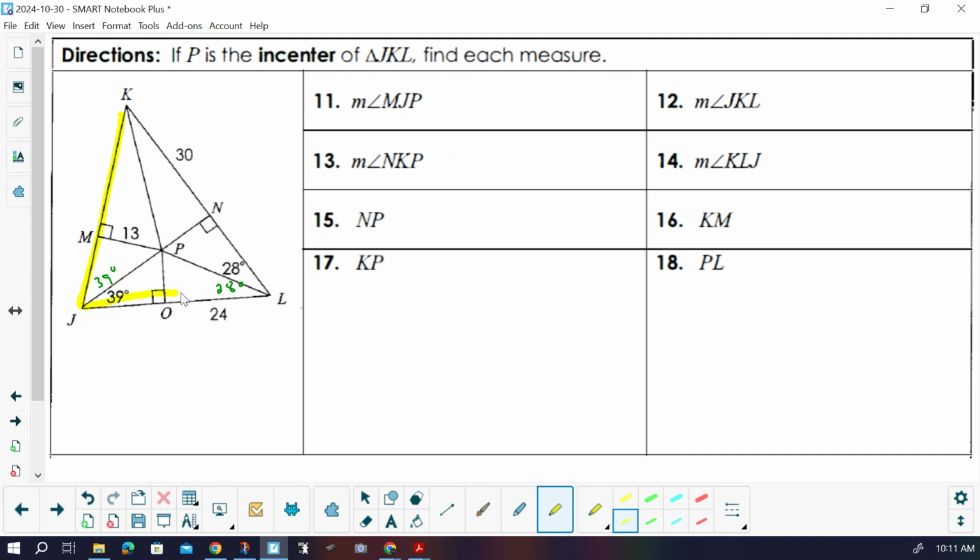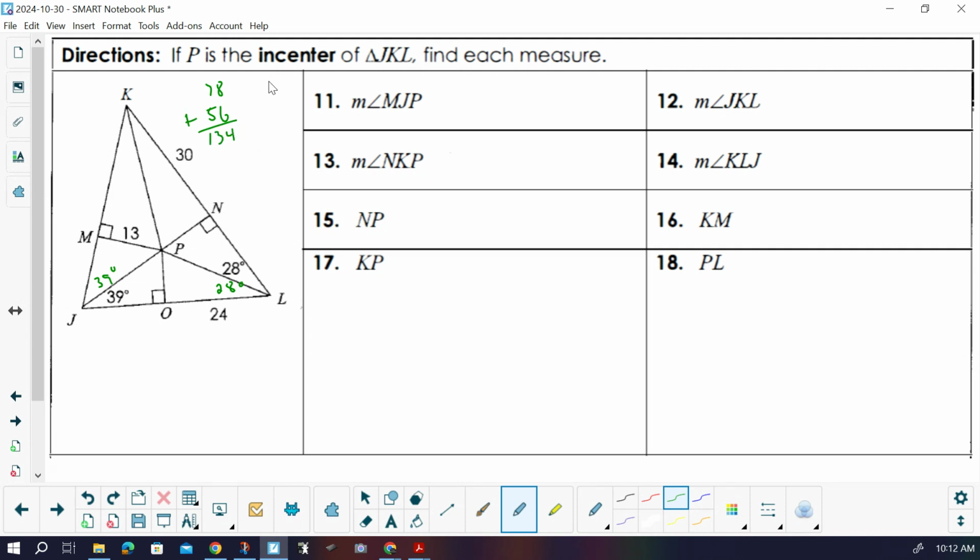This big triangle right here has 39 and 39, which would be 78. 28 and 28 makes 56. And we've got to find this missing one. So that's what I'm going to do real quick to find these angles up here. 39 and 39 is 78. 28 and 28 is 56. 78 plus 56, let me grab my calculator, make sure I don't mess that up. 78 plus 56 is 134.